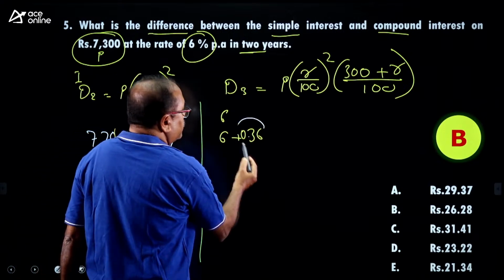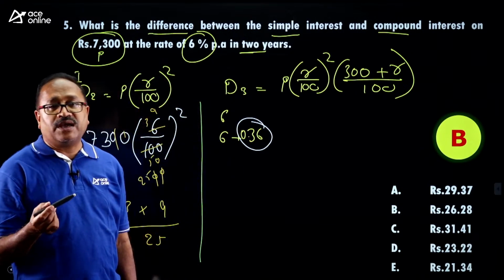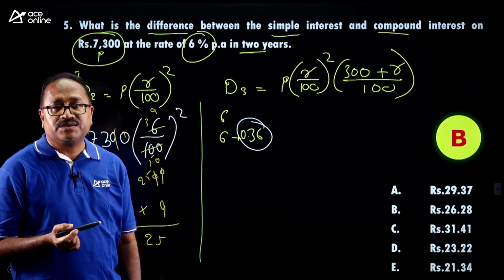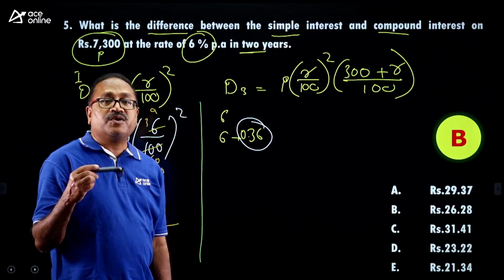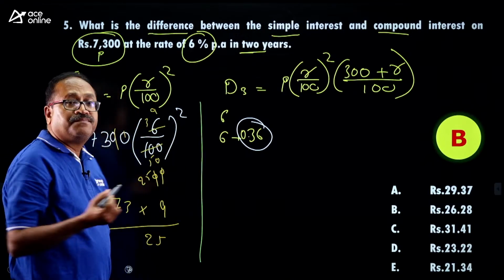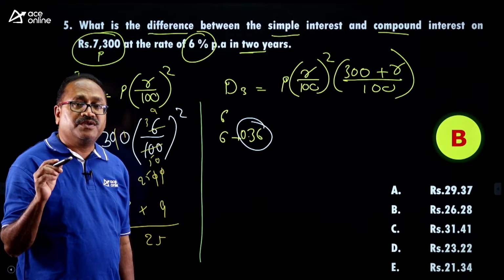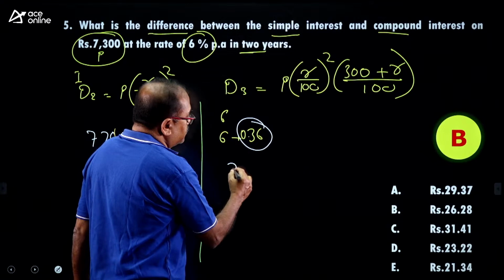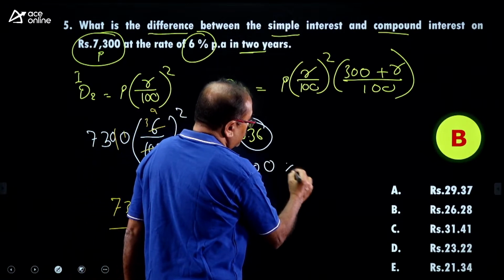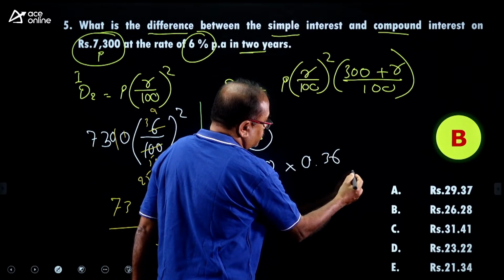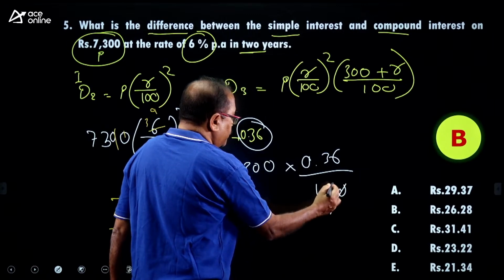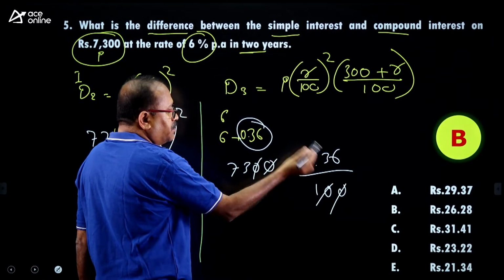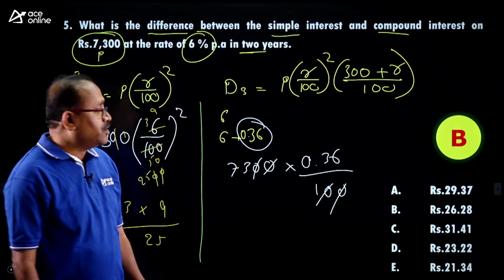You will not have interest on interest in simple interest, but you will have interest on interest in compound interest. So you have to find out 0.36% of the principal. That will be the difference between simple and compound interest. So let's take that 7,300 into 0.36 percentage by 100. You cancel this one and multiplication of these two will give your answer.